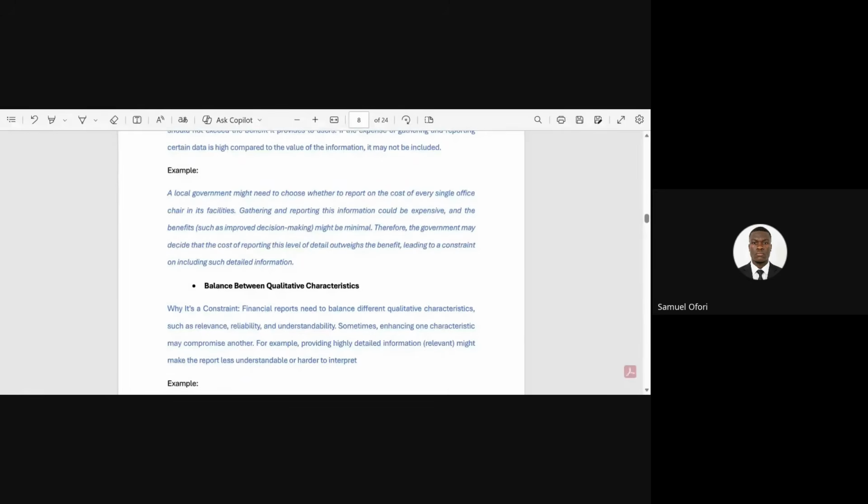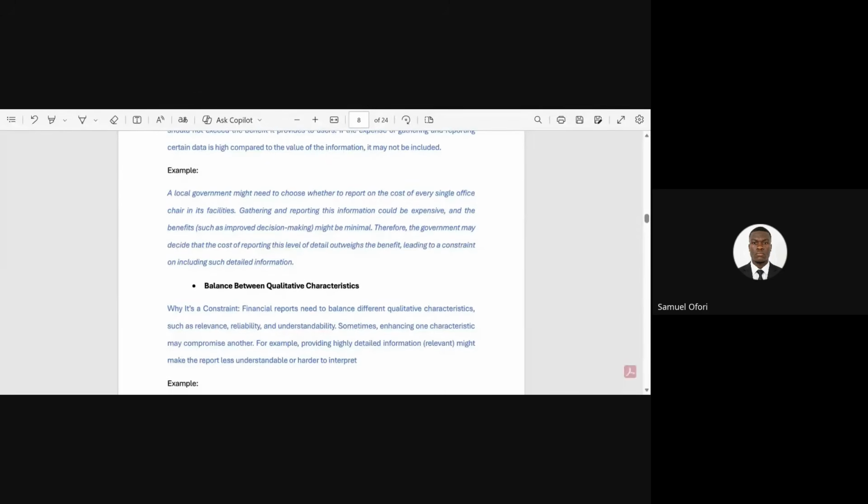So why is it a constraint? Financial reports need to balance different qualitative characteristics such as relevance, reliability, and understandability. Sometimes enhancing one characteristic may compromise another. For example, providing highly detailed information that's relevant might make the report less understandable or harder to interpret. So that's the balance between the characteristics.